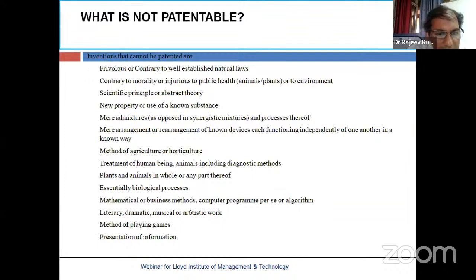And literary, dramatic, musical, any artistic work, they all fall under the other kind of right that is called copyright. So they can take a copyright, but not a patent. So this slide was important because you should know what cannot be patentable.